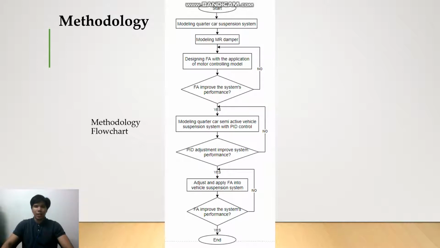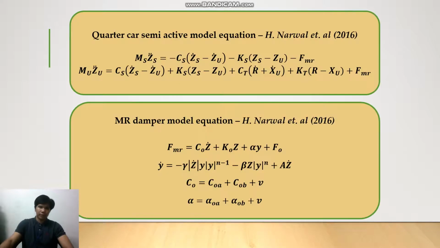And then we check whether the system can be improved by adjusting the PID parameters or not. If no, then we need to remodel the quarter car semi-active system. And if yes, then we go to the next step, which is to apply and adjust the Firefly algorithm into the vehicle suspension system. And then we check whether the system performance can be improved by the Firefly algorithm or not. If no, then we need to readjust the Firefly algorithm, and if yes, then the methodology is complete.